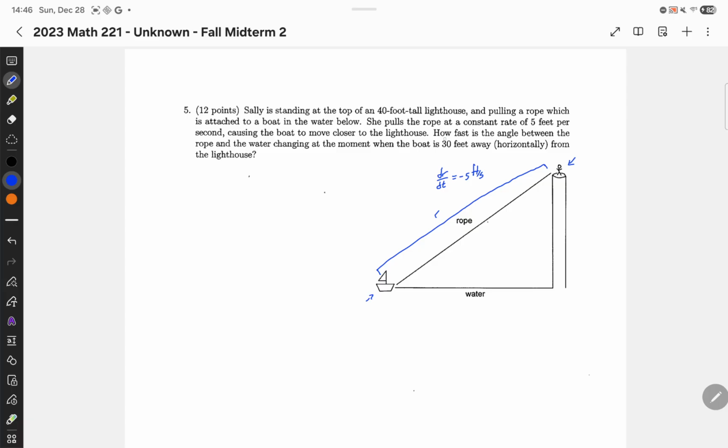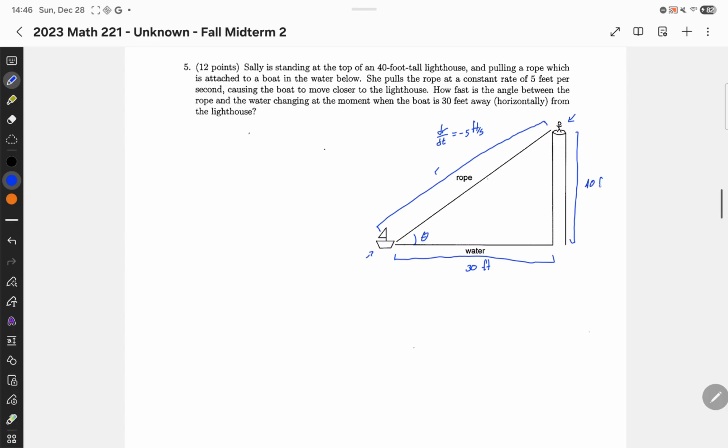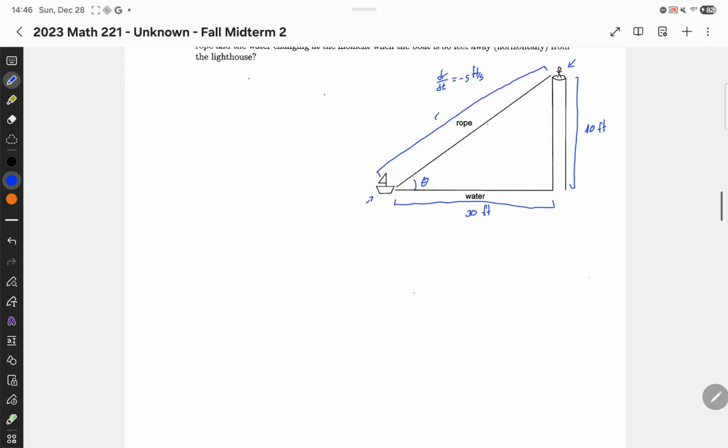And now the question is, how fast is the angle between the rope and the water changing? We'll call that theta down here, at the moment when the boat is 30 feet horizontally away from the lighthouse. So 30 feet horizontally is down here. And we also have that it is a 40-foot tall lighthouse. Okay, 40 feet. And so let's start setting some things up.